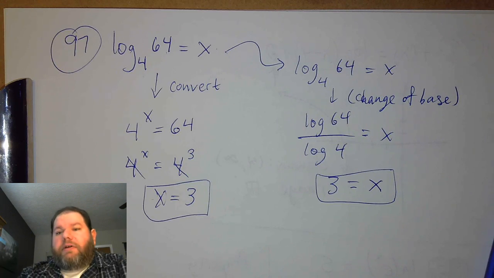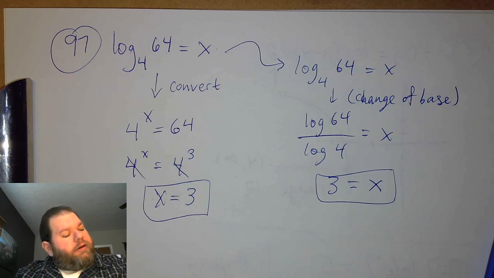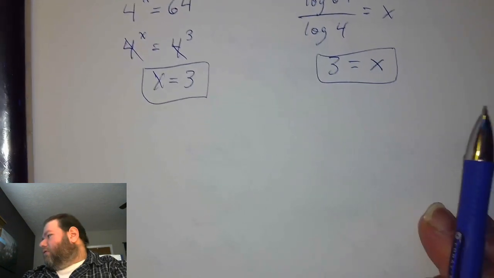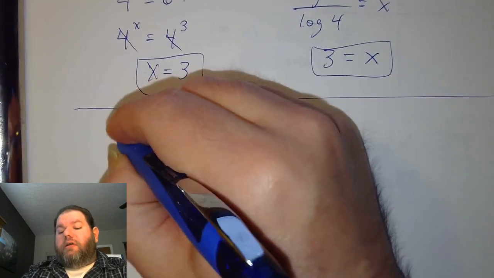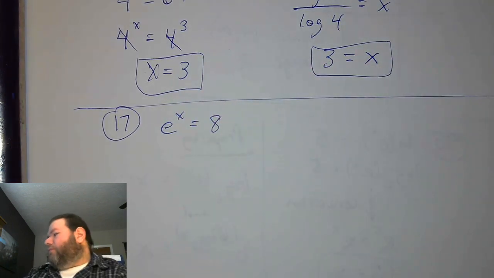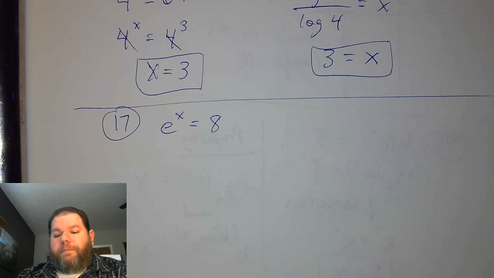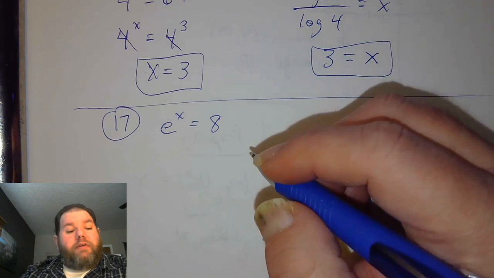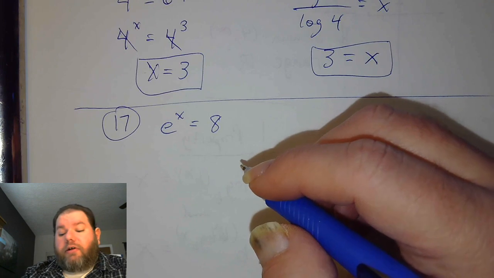Other questions? Let's see what I missed. 17. Amanda, you asked for that one. 17, we have e to the x equals 8. Now, let's see. The instructions here, they want us to rewrite this as a logarithmic expression.